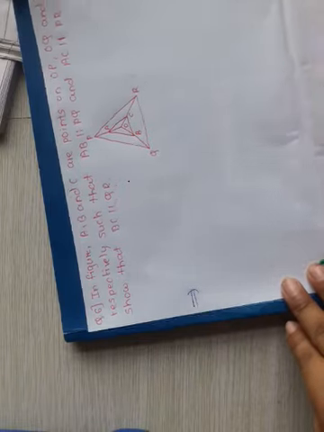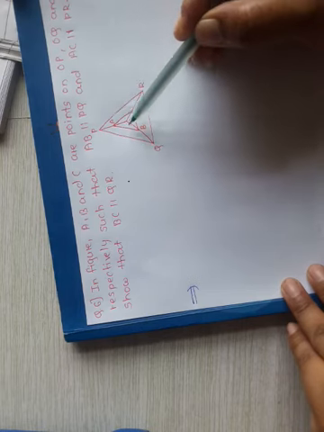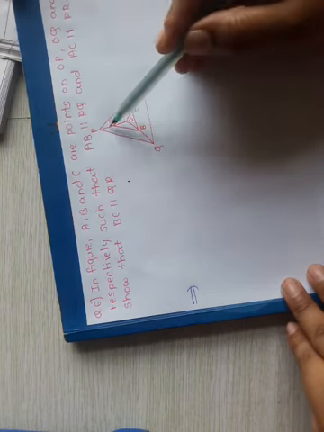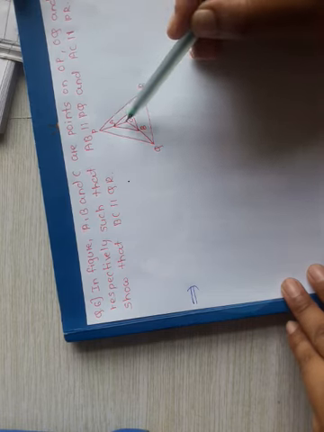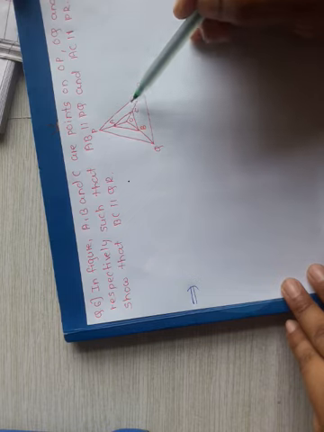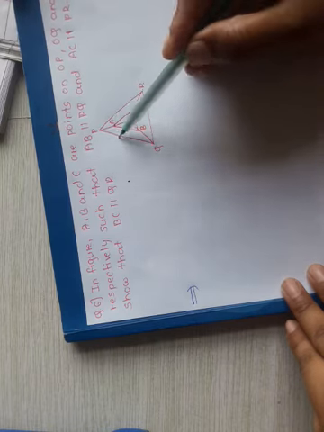To our next question, question number 6. In this figure, A, B, and C are points on the OP line, the OQ line, and the OR line. So A is a point on OP, B is a point on OQ, and C is a point on OR, such that AB is parallel to QR.